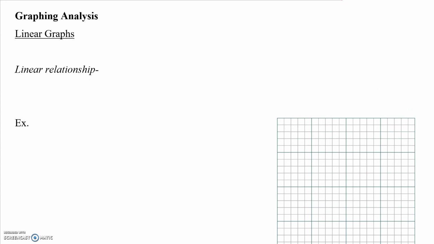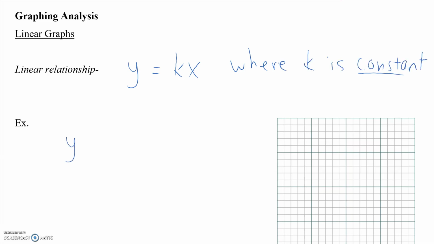A linear graph or a linear relationship is one that has the form y equals kx, where k is just a constant. What do I mean by a constant? I mean it's something like y equals 3x, or maybe it's y equals 2x. K is just some number that does not change. It always stays a 2 in that example.